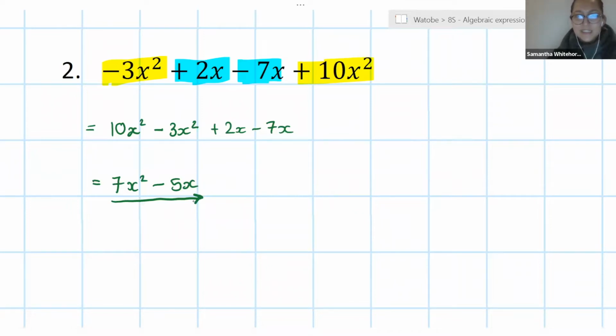Right, so guys, collect your like terms, make sure you add and subtract them. And it's very important that in this case, we had x's and x squareds. So the x and the x squared terms actually form separate groups of terms. They're not like terms. So we need to keep them separate when we add and subtract.